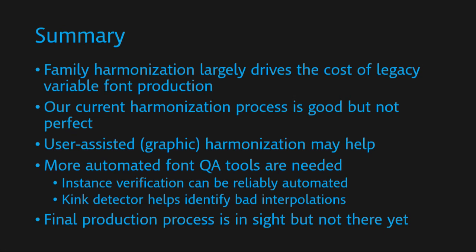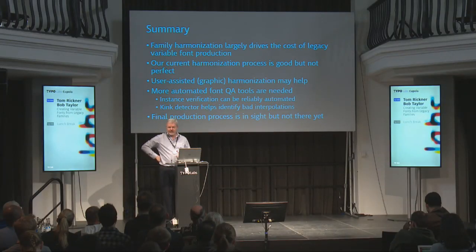And then we're also automating our QA process to make sure we never deliver anything that has a bad interpolation. So, we can see the final production process. We're not there yet. I don't know how many variable fonts we'll produce in a year, but we will produce a fair number of them. That's our plan, at least.